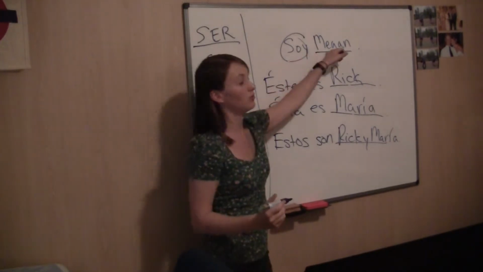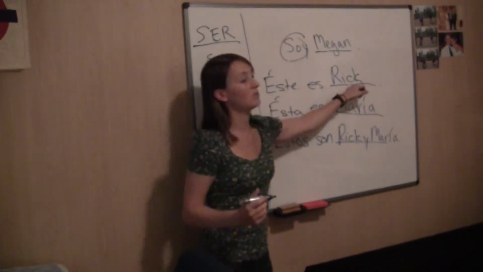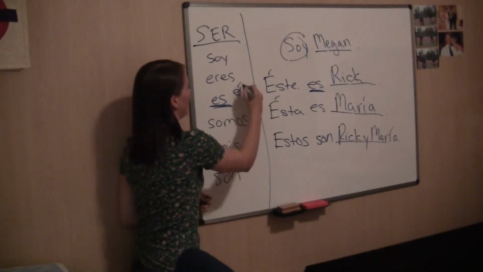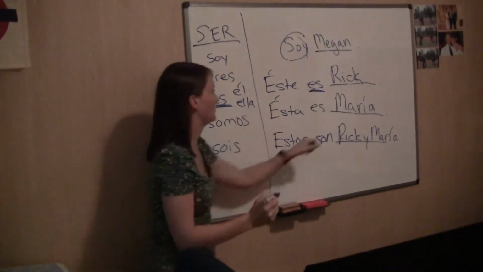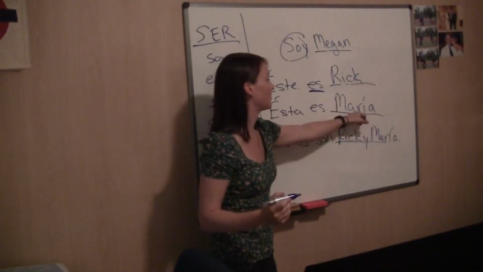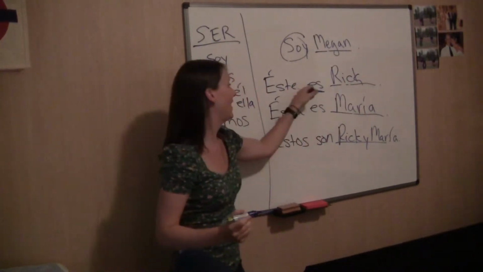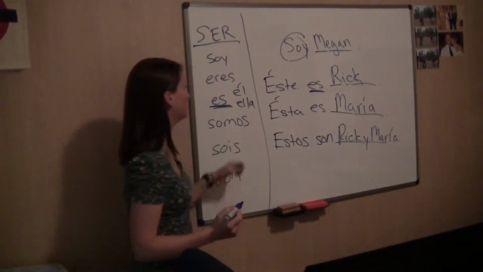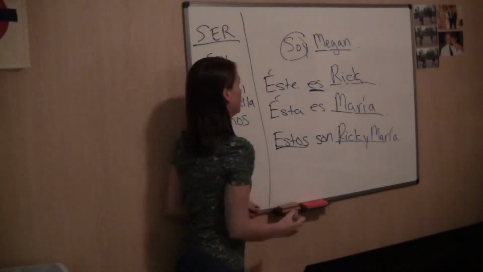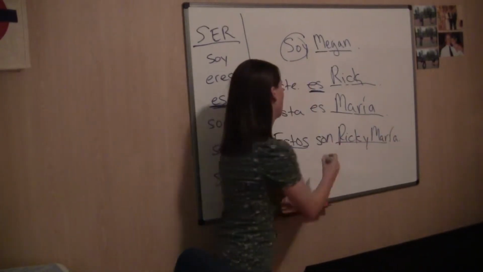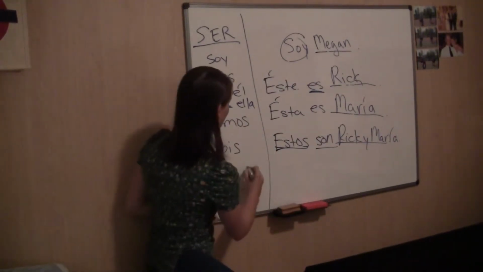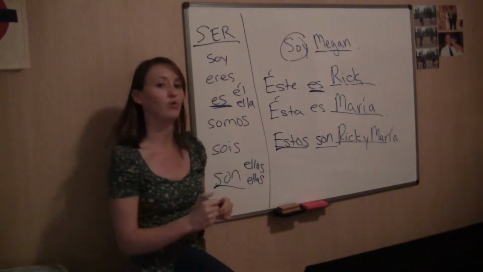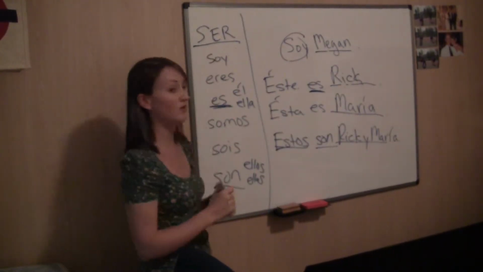We can say who we are, who a boy is, right? Using es, because es is used for singular for él and ella. Here we're dealing with él, a boy. Here we're dealing with ella, a girl. Este es Rick. Esta es Maria. We're dealing with two, masculine and feminine, right? Boy and girl here. We use son. Son goes for ellos and ellas, right? So when we're talking about who someone is, we can use the verb ser.